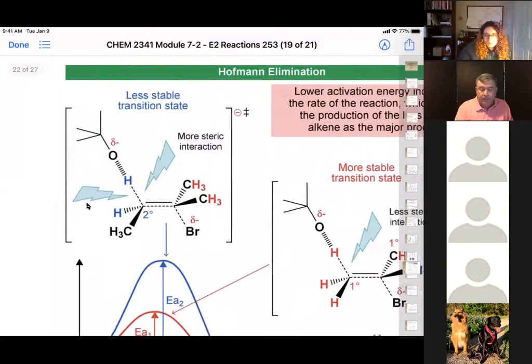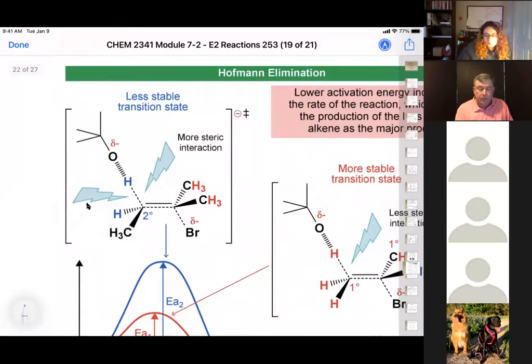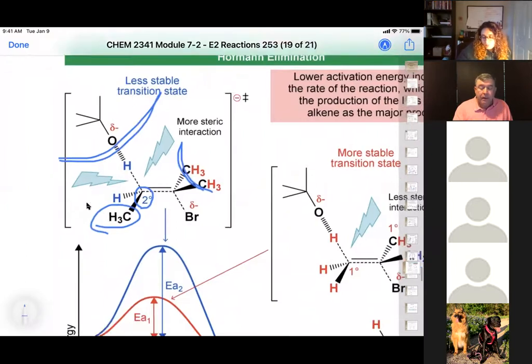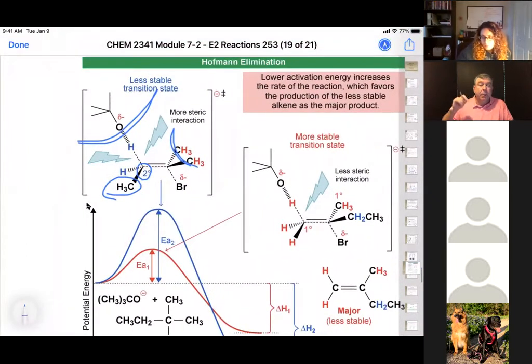So if we have our base starting to pull on one of these hydrogens, we have to have that hydrogen. And if we start with that secondary hydrogen here, the base itself is really big. It's starting to butt up against the methyl groups over here and this methyl group over here in space. And so it takes more energy for that base to get close enough to start pulling on that hydrogen. If it takes more energy to get to be pulling on that hydrogen, it's a higher activation energy.